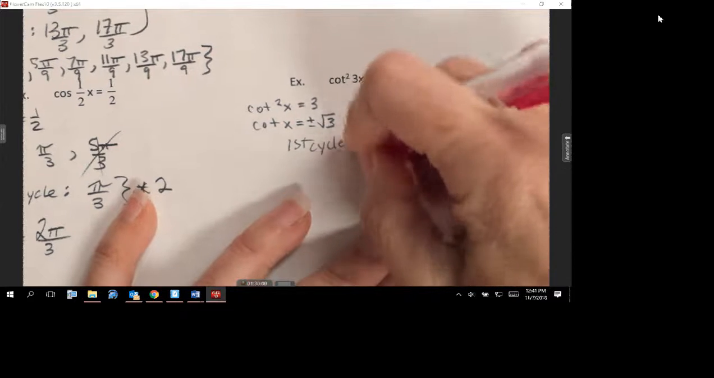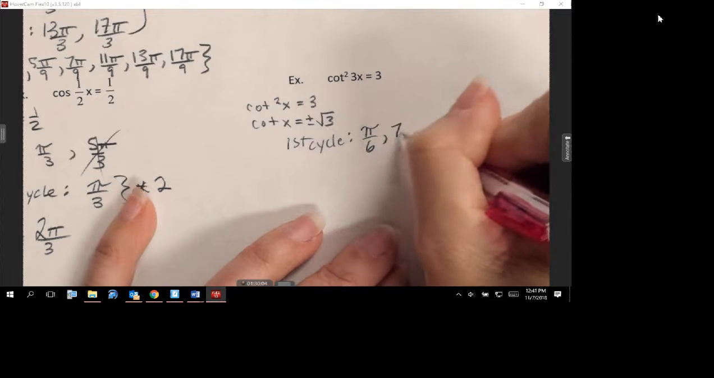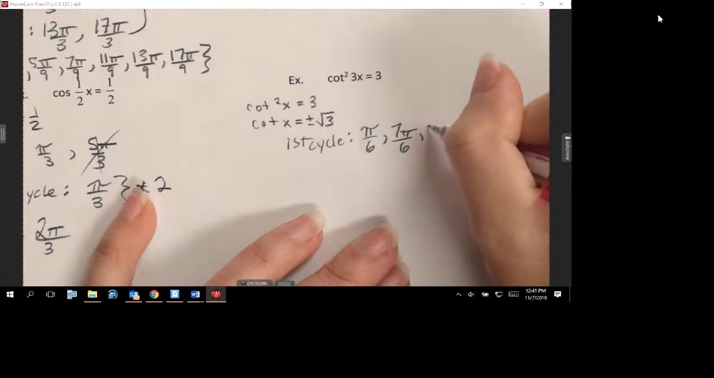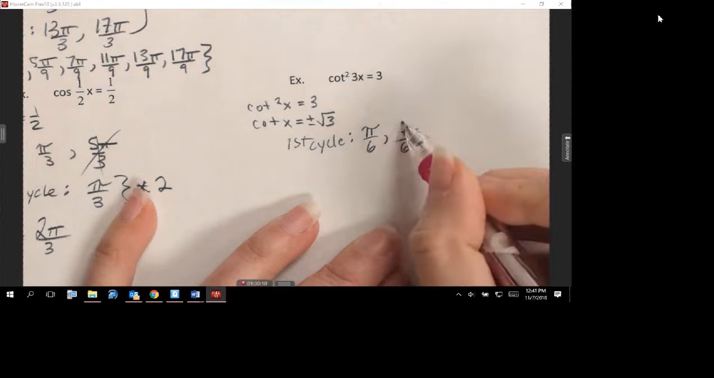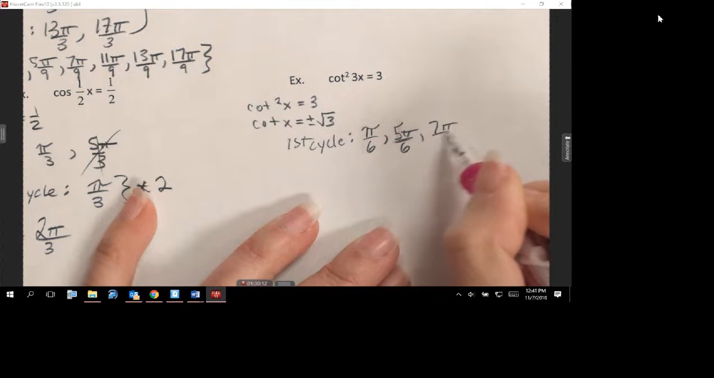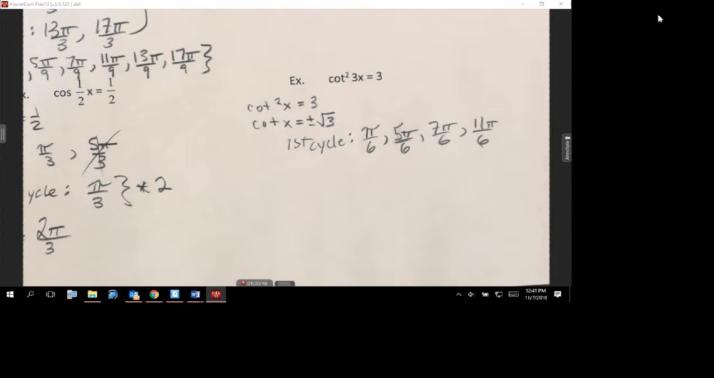So my first cycle is going to be all the pi over 6's. Pi over 6, 7 pi over 6. Nope, skipped one. 5 pi over 6, 7 pi over 6, and then 11 pi over 6. That's the first cycle.